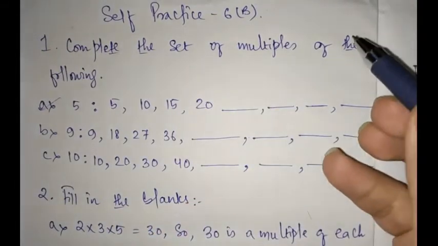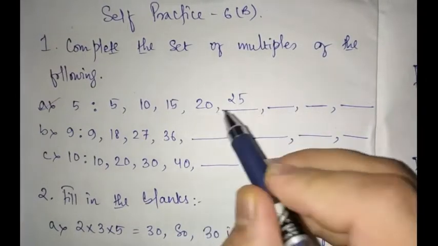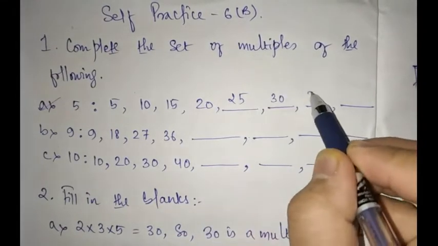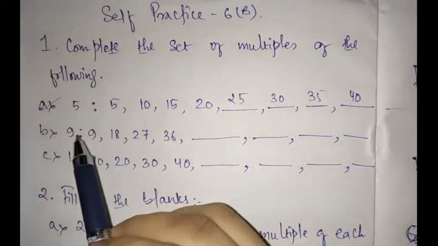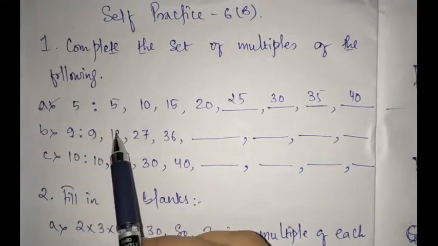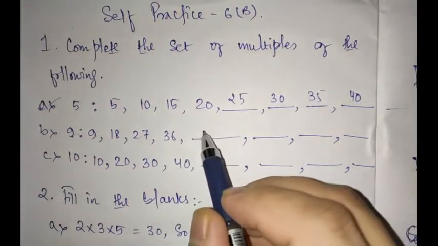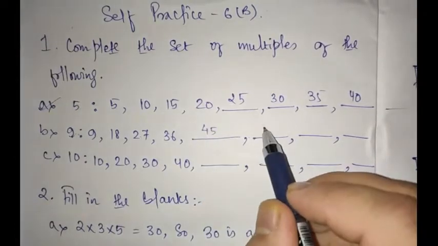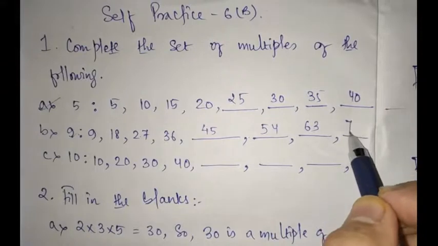Then what comes? 5 5s are 25. Absolutely correct. Then 5 6s are 30, 5 7s are 35, 5 8s are 40. If there were more blanks, you could have continued on and on, right? So 9 1s are 9, 9 2s are 18, 9 3s are 27, 9 4s are 36, 9 5s are 45, 9 6s are 54, 9 7s are 63, 9 8s are 72.